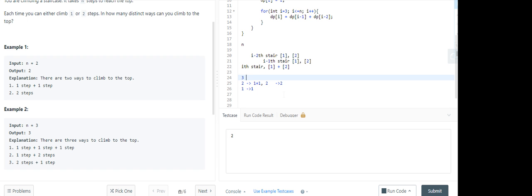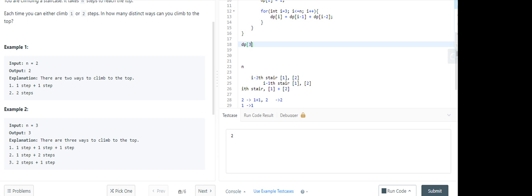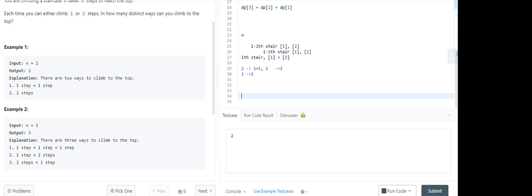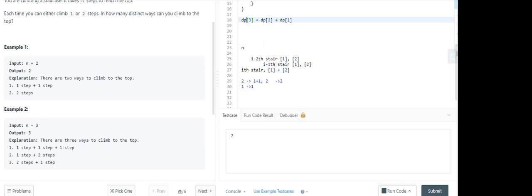Let me write it at the top, otherwise it might be confusing for certain people. So what we're saying is dp of 3 is dp of 2 plus dp of 1. Now dp of 2 is 2, which we have calculated already, and dp of 1 is 1, right? So 2 plus 1, which is 3.